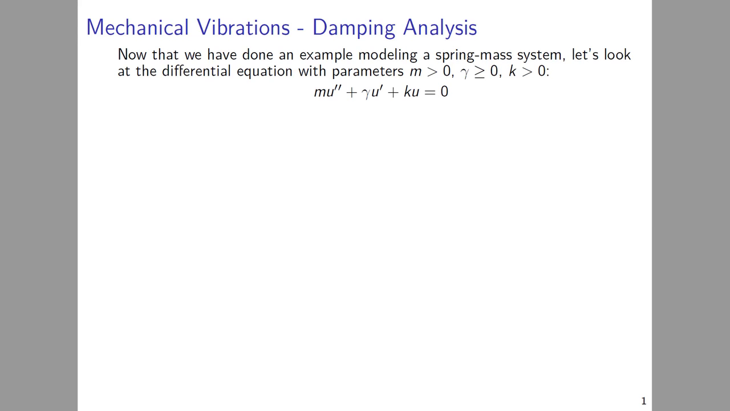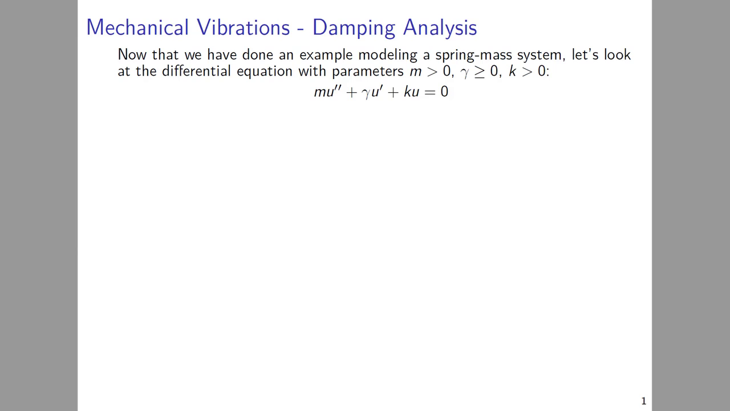Now that we have done an example modeling a spring mass system, let's look at our differential equation with the parameters m greater than 0, gamma bigger than or equal to 0, and k greater than 0, where our differential equation is m times u double prime plus gamma times u prime plus k times u equals 0.